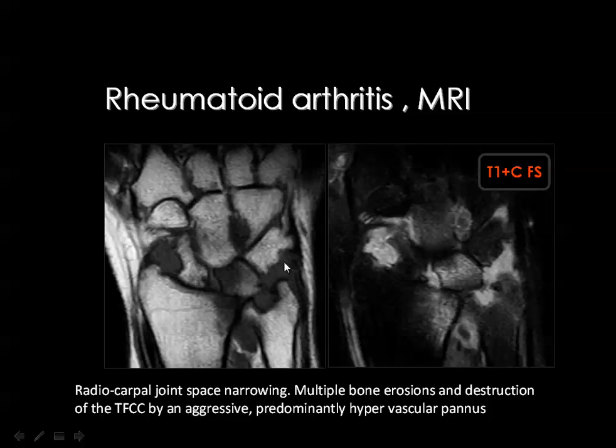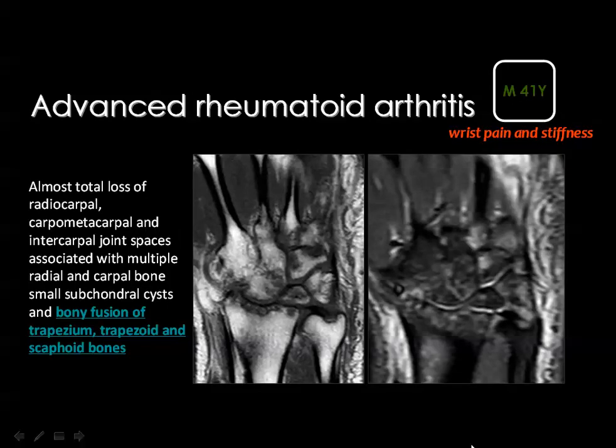You can easily appreciate the bone erosive changes in the ulna as well as in the triquetral bone, also the lunate and the scaphoid. Then after injection of contrast, you can see the hypertrophied synovium, which is considerably enlarged and also extends into the distal radioulnar joint.